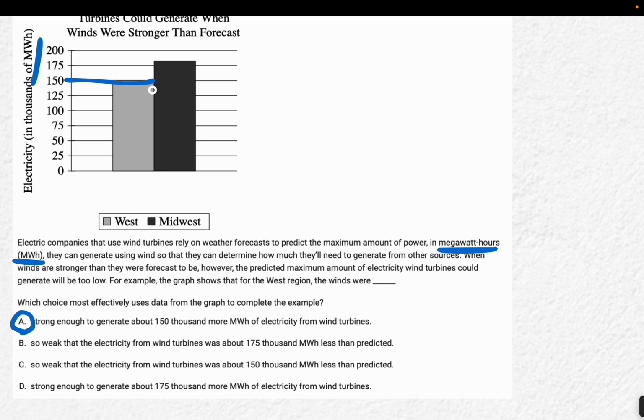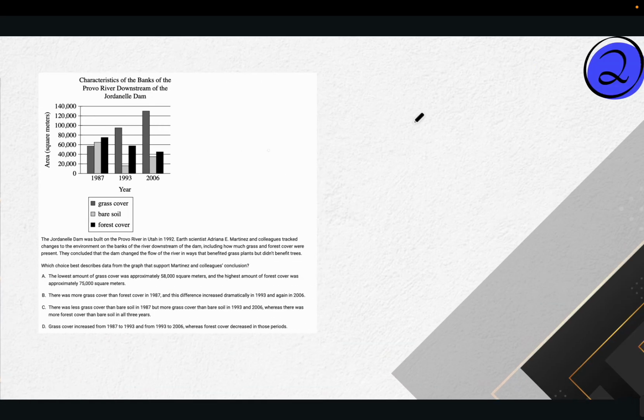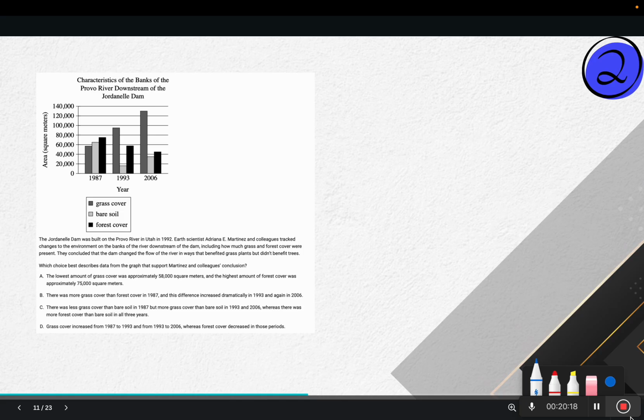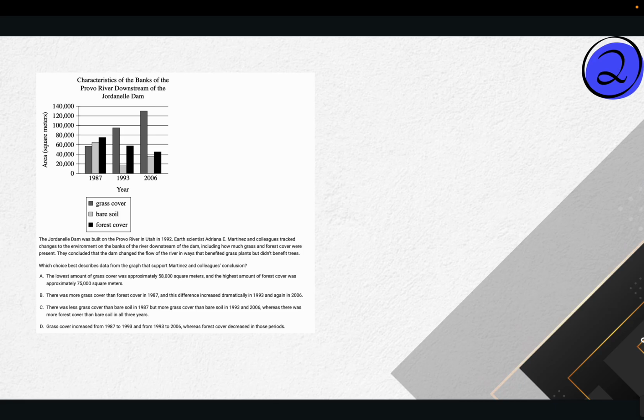So guys, let's continue on to question level 2. Okay everyone, let's continue with level 2, which is the medium questions. This level is slightly harder than the other level. So let's continue.